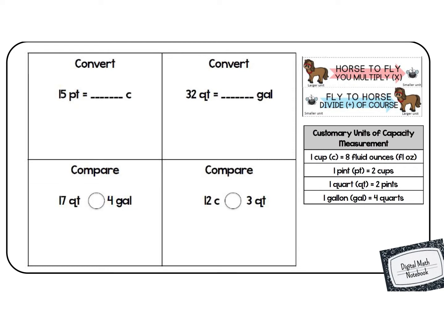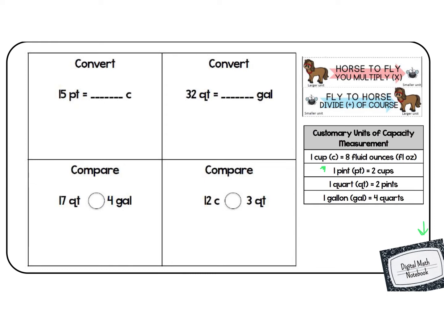All right, fifth graders, we're in our digital math notebook. We have our unit conversion chart. Let's go ahead and practice together. So in our first box, we are converting 15 pints to cups. So let's look at our conversion chart. I'm going to look for the words pint and cups. It's right here. So I see that 1 pint is 2 cups.